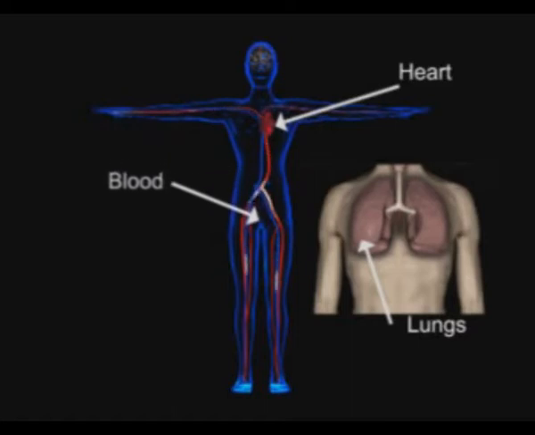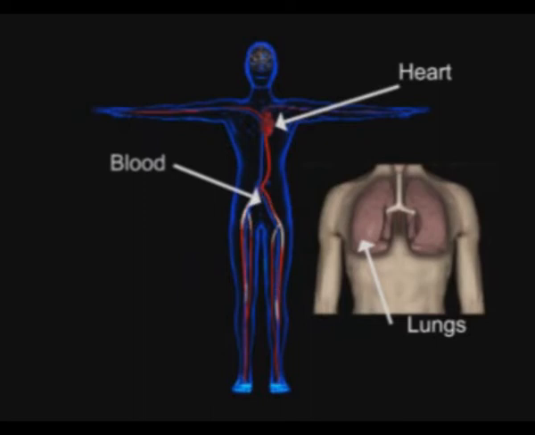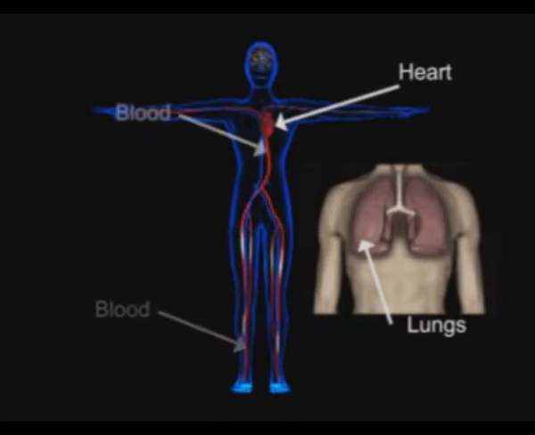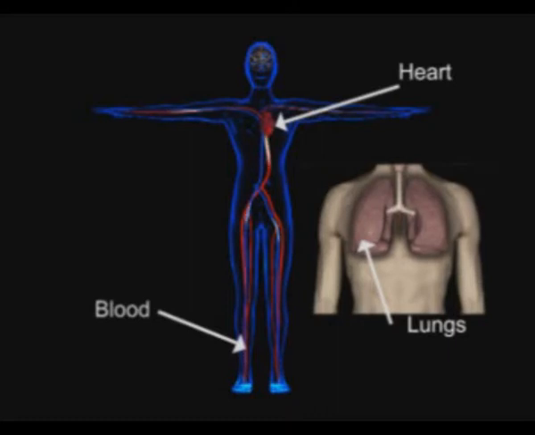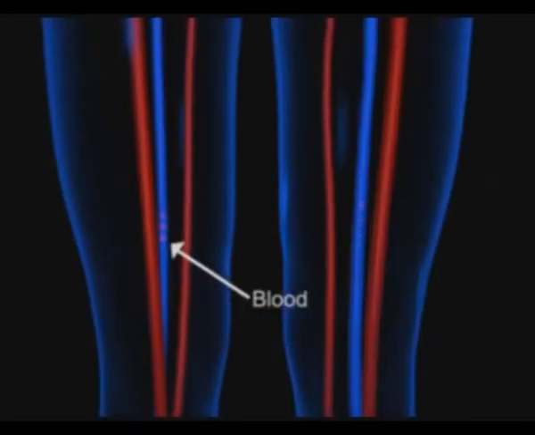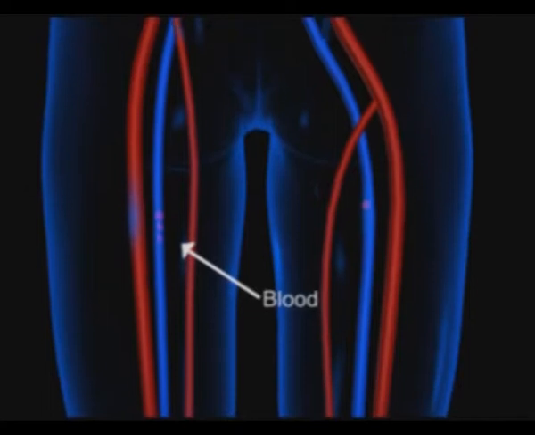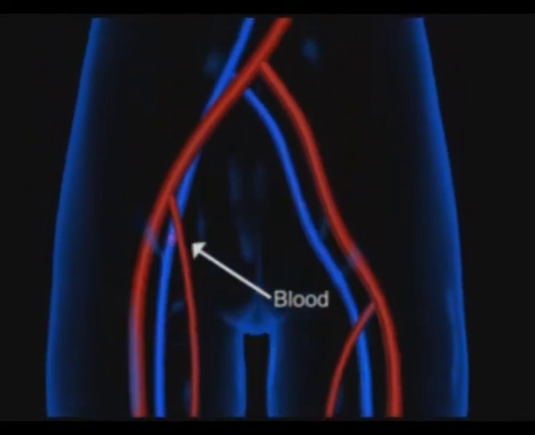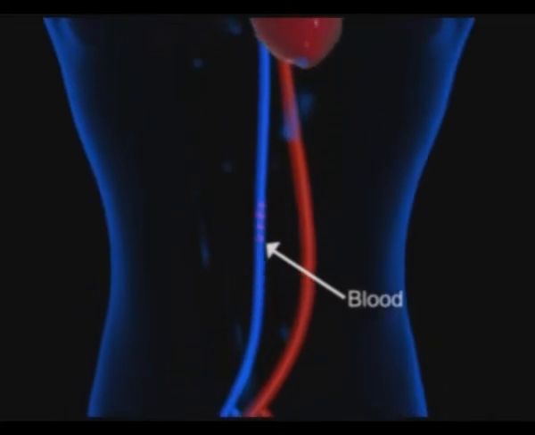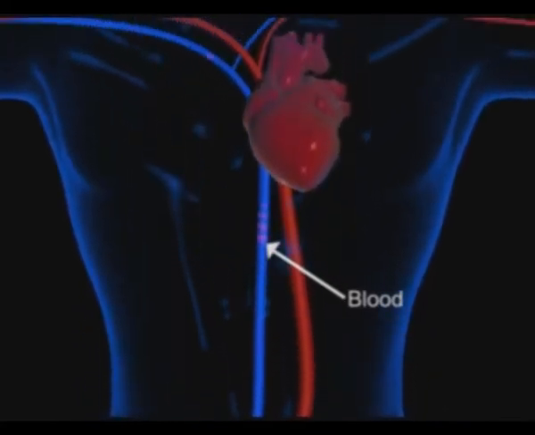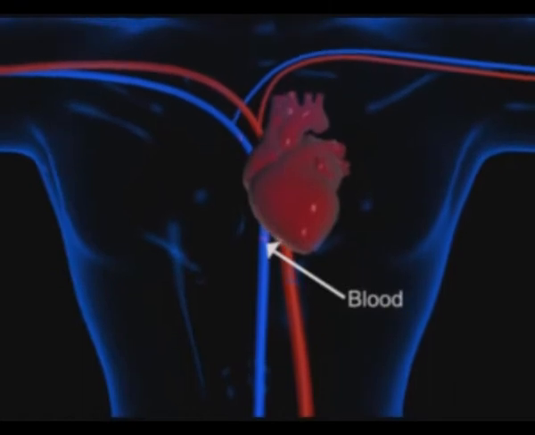Once this is complete, draw arrows that show the flow of blood from heart to lungs and back to the heart. Draw arrows to show the flow of blood from the heart to the body and back to the heart. Color the blood going from the body to the heart and from the heart to the lungs blue. Color the blood going from the lungs to the heart and from the heart to the body red.